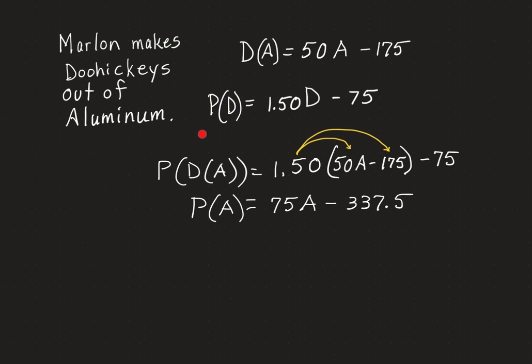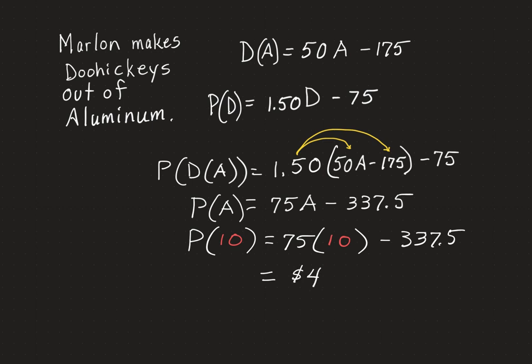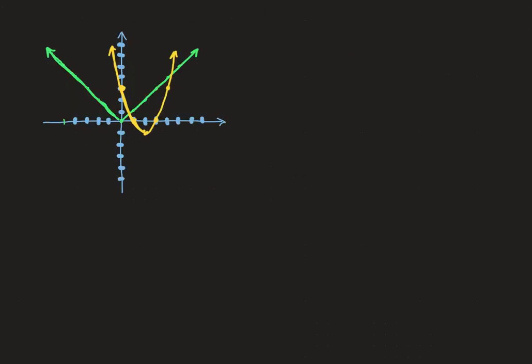Although originally we were thinking of the profit as being a function of the number of doohickeys that Marlon produces, it's actually a function of the aluminum that he buys to build the doohickeys, which he then sells for a profit. So if Marlon buys 10 kilograms of aluminum, he should be able to make a profit of $412.50.